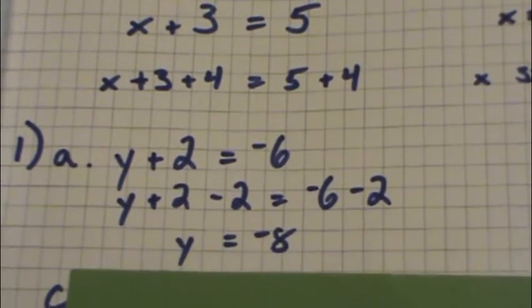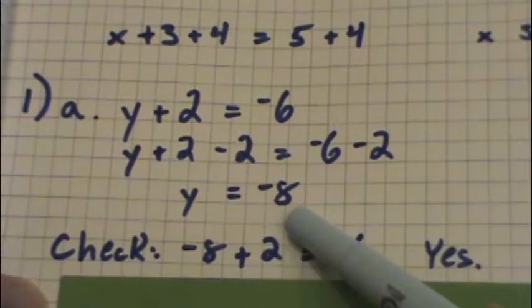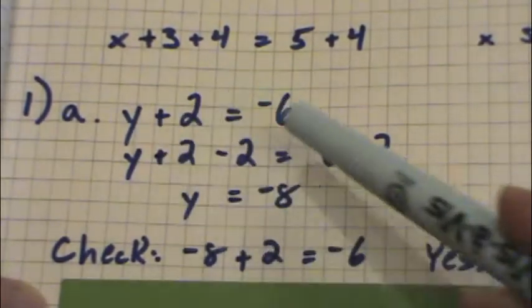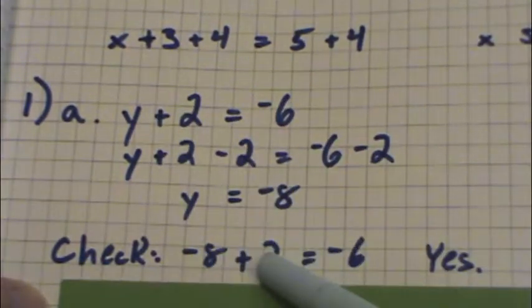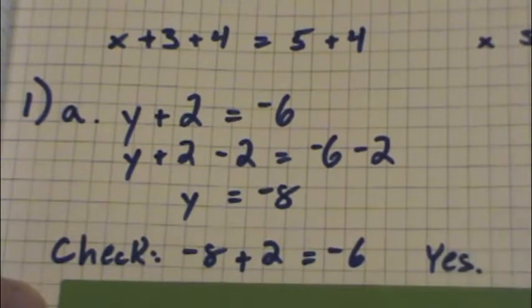There's one more step I want you to do. I want you to check your answer. Put this back in your original equation. Is negative 8 plus 2 equal to negative 6? Yes, it is. You did that problem right. Excellent. Skip letter B.